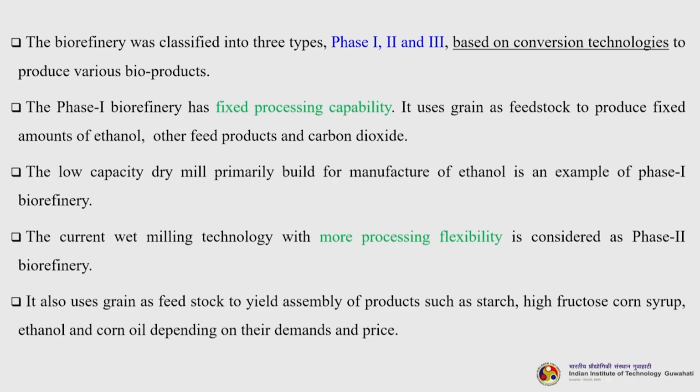The current wet milling technology with more processing flexibility is considered as phase 2 biorefinery. So, the difference between phase 1 and phase 2 is that phase 1 has a fixed processing capability, but phase 2 has more processing flexibility. It also uses grain as feedstock to yield an assembly of products such as starch, high fructose corn syrup, ethanol and corn oil depending on their demands and price.